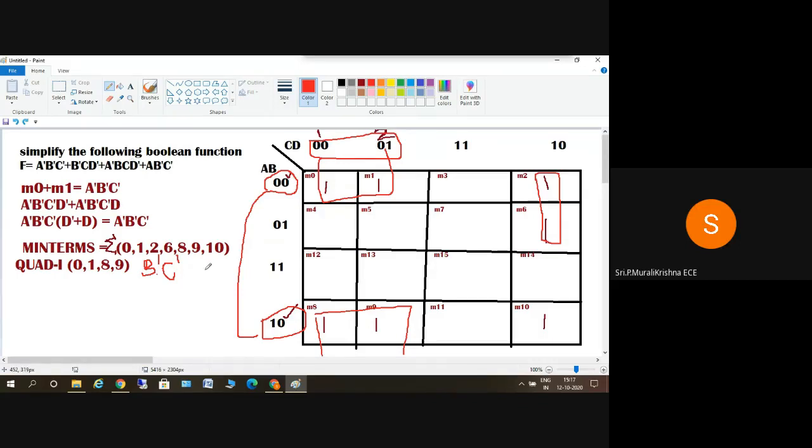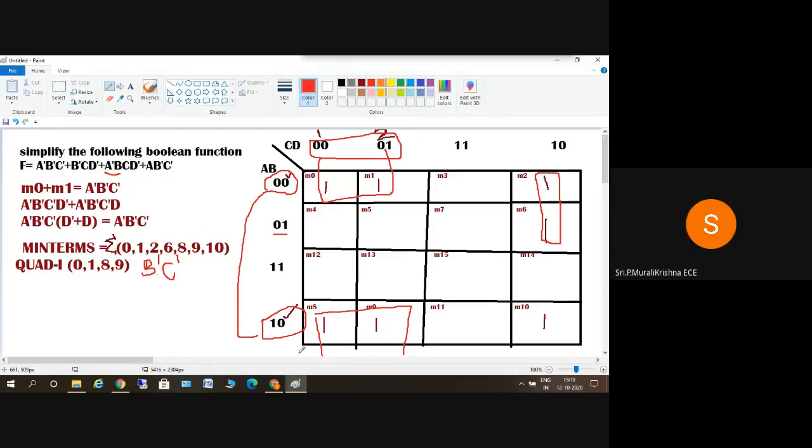So where is A bar B? So this is A bar B. Where is CD bar? So column row set అయిపోయింది. Column లో CD bar. So 00 అంటే C bar D bar. 01 అంటే C bar D. 11 అంటే CD. 10 అంటే CD bar. So E row E column. Okay. So this is where I put 1 here. So 4 రాదు అప్పుడు.